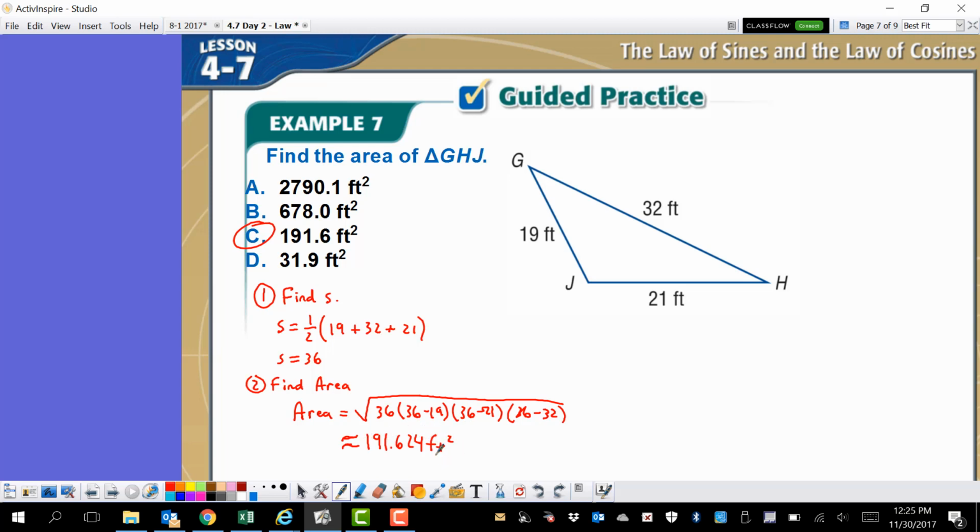Please make sure that you put units of measurement on your answers here, because if you're asked for area, your solutions need to be given with units.